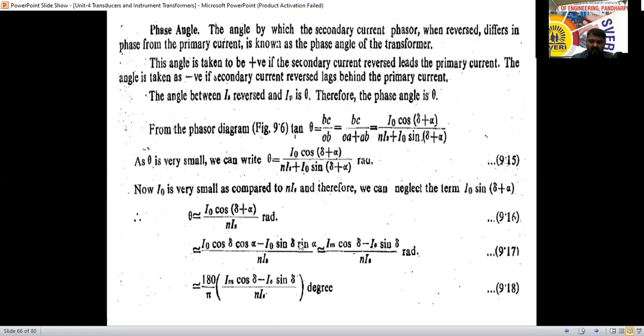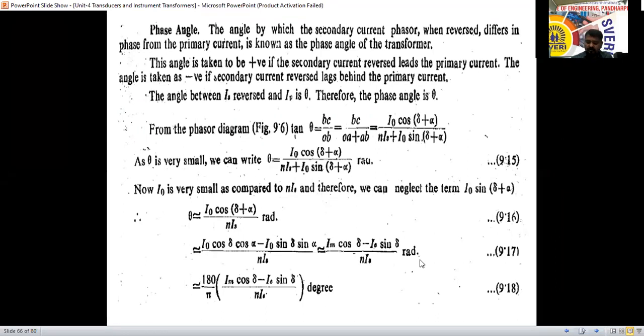Approximately, sin alpha and cos alpha are negligible as compared to this equation. Again, these two are negligible. So we use only the I0 cos delta minus I0 sin delta terms, that is the angle between the primary and secondary current, divided by NIS, which we keep as it is. The radian we have to convert into degree.